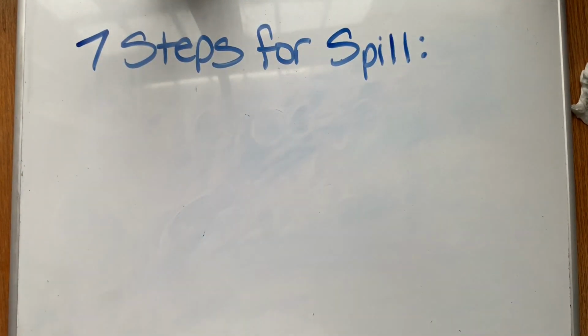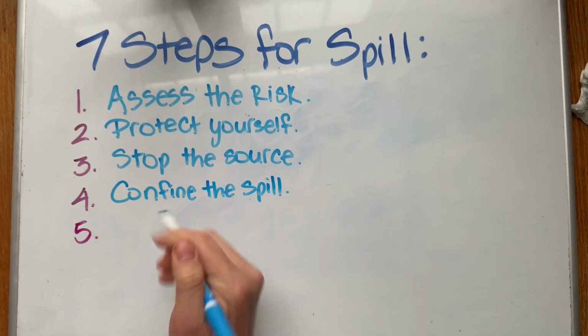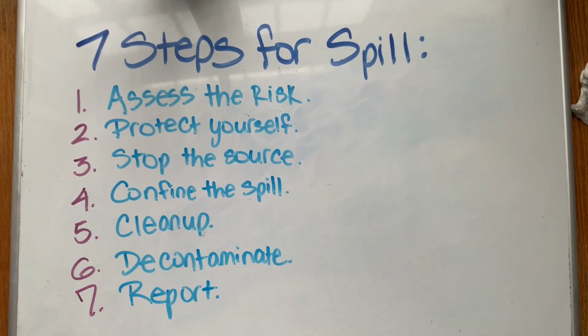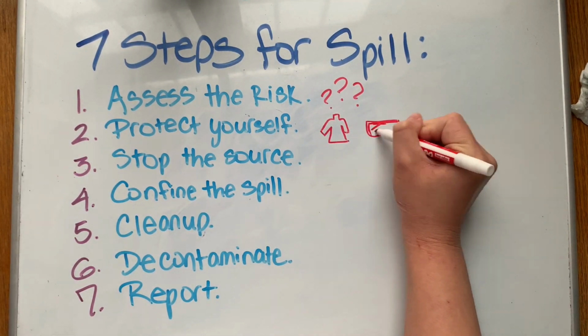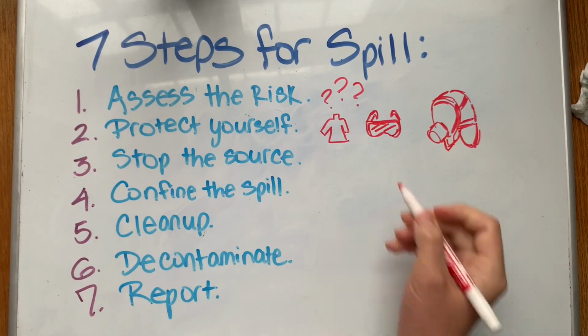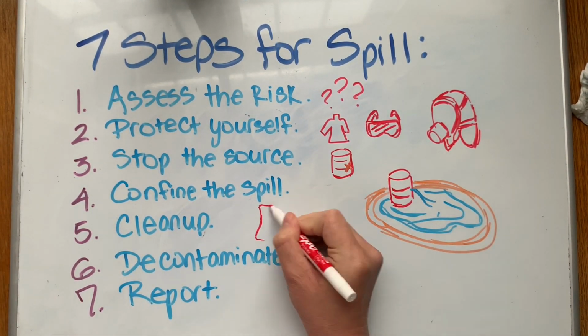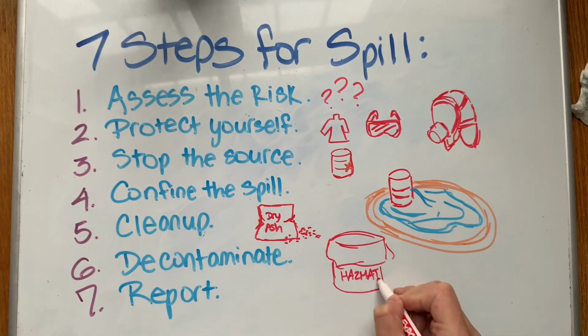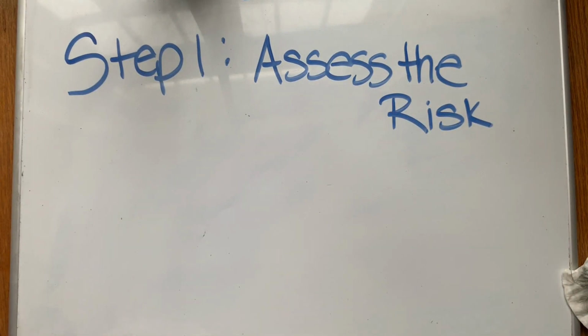First, I would like to demonstrate the 7 steps for the spill. The first step is assess the risk. Second step is protect yourself. Third step is stop the source. Fourth step is confine the spill. Fifth step is cleanup. Sixth step is decontaminate. And the final 7th step is report. Now I will be going over each step in detail.